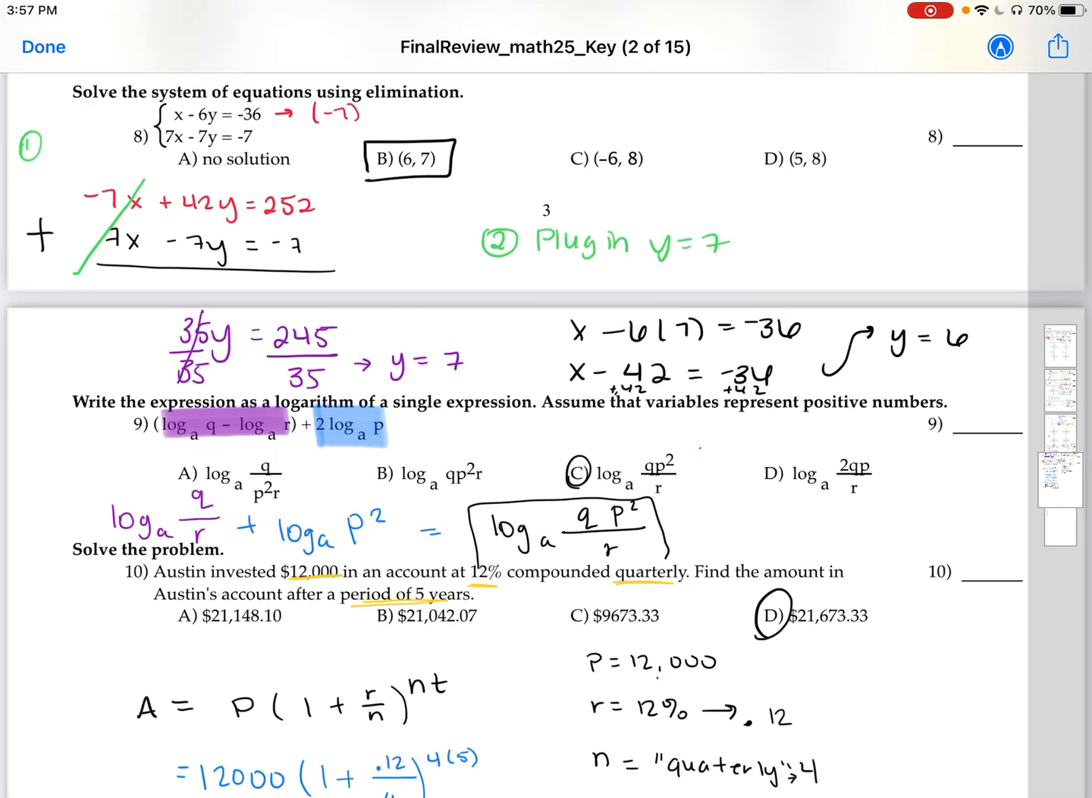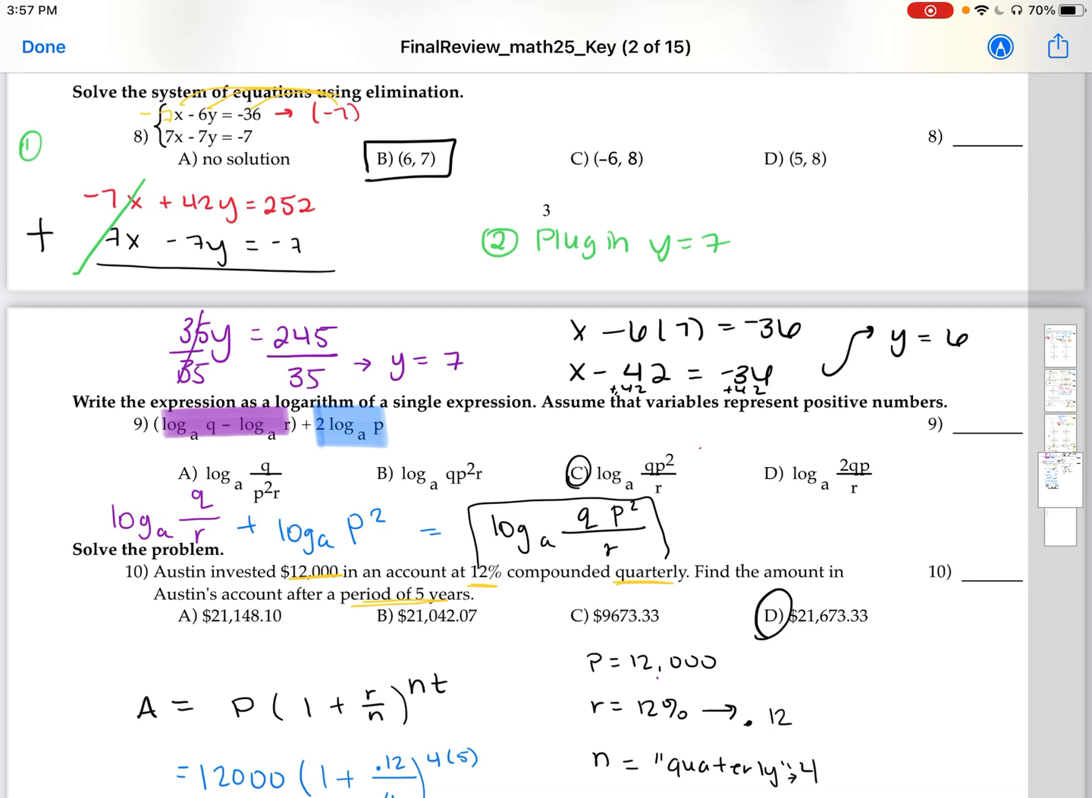For 8, we solve the system using elimination. The idea is you want either both of your x's or both of your y's to cancel out. My initial idea was, well, we can make our x's add to make 0 if I multiply by a -7. So I did so and I multiplied -7 to each one of my first equation.